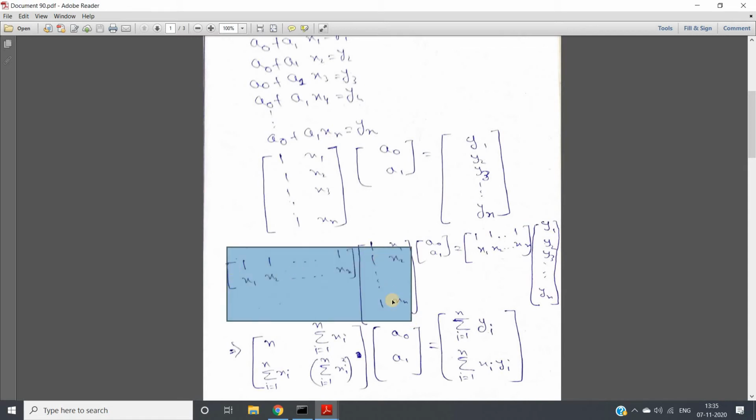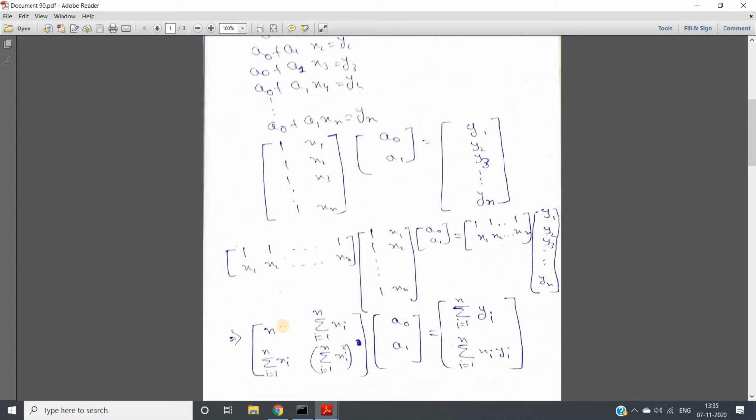Okay, this matrix and its transpose, when you multiply, you will basically get one square matrix. And let me just show you that. See how I am getting the coefficients of this square matrix. Simple. What is the dimension of this matrix? 2 rows, n columns, so 2 cross n. For this matrix, what is the dimension? n rows, 2 columns. So when you multiply 2 cross n with n cross 2, you should get a 2 cross 2 matrix. That's what I am getting here.